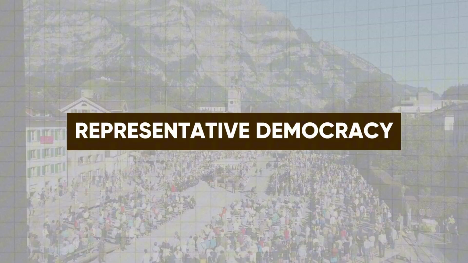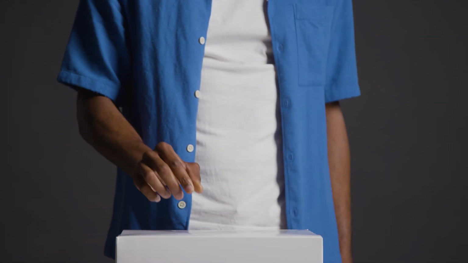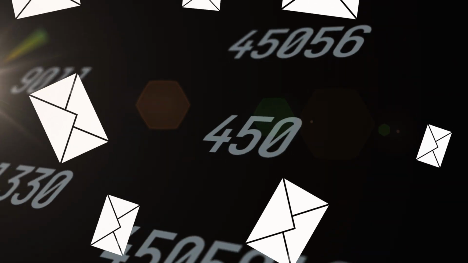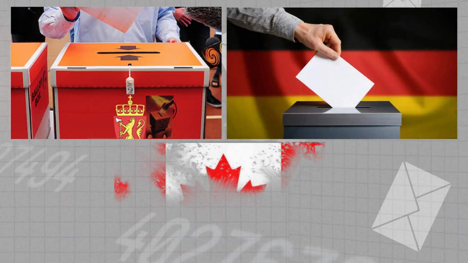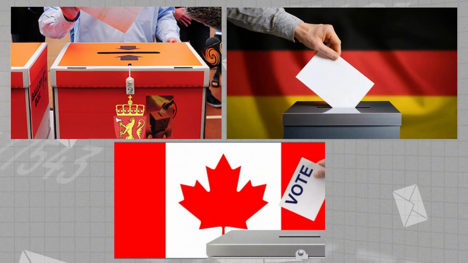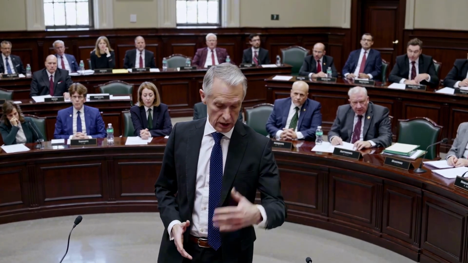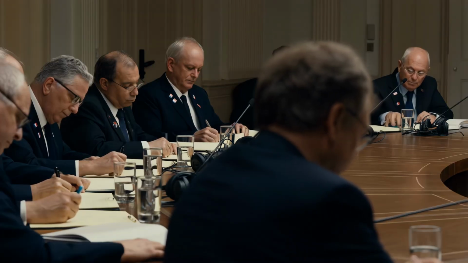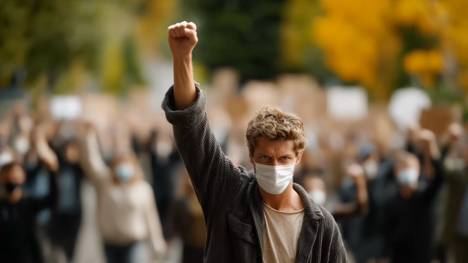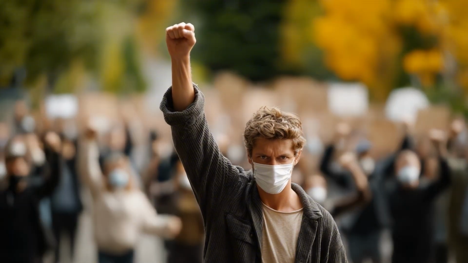Representative democracy. Instead of voting on every law, people choose representatives to make decisions for them. Examples: Norway, New Zealand, Germany, Canada, and many others. Citizens vote in elections. Those elected form governments, pass laws, negotiate budgets, and set national direction. If people are unhappy, they can replace them in the next election.